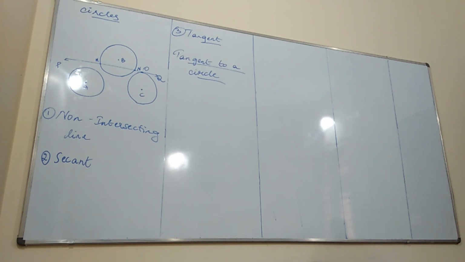The common point of the tangent and the circle is called the point of contact. Okay? There are three definitions in one definition only. The line PQ acts as a point of contact. That acts as the tangent.